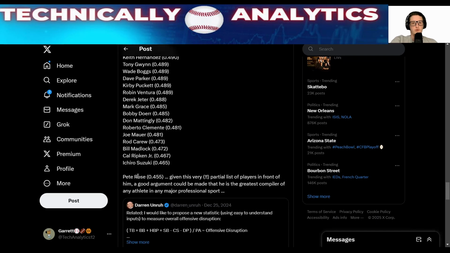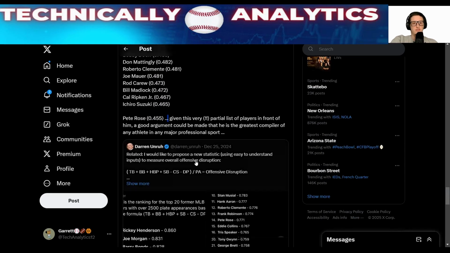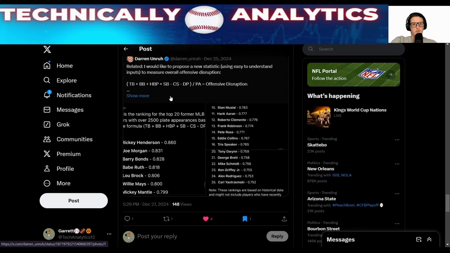And of course, Pete Rose, one of the very lowest ones, actually. And you can see that he says here, greatest compiler of any athlete in any major professional sport. And that's kind of true, because how is it that low when he has so much of everything, right? And this is his original tweet with original calculations, but I think it was a little skewed.